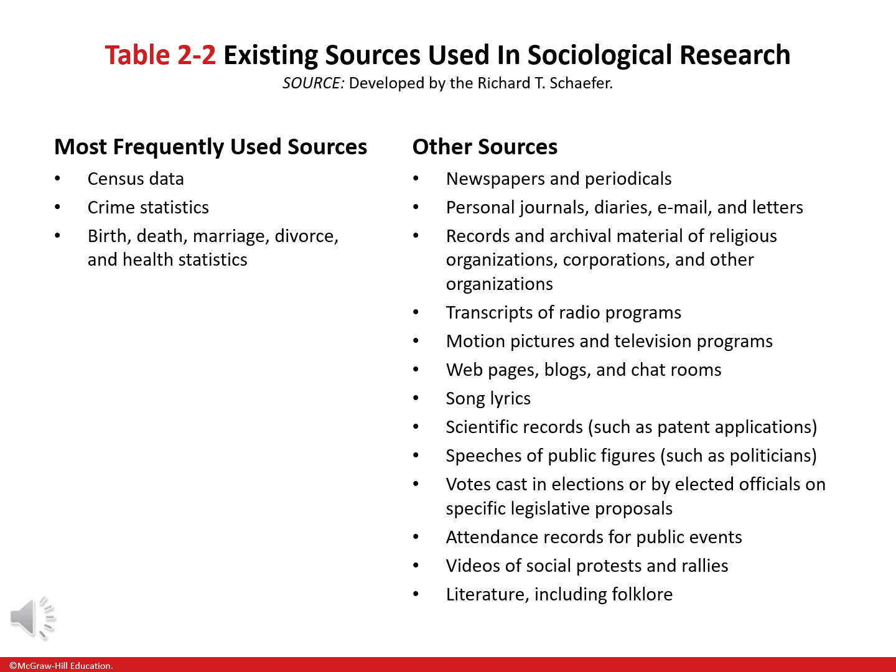So this table talks about existing sources. They have frequently used sources. Some I've already mentioned, like the census, but they have marriage and divorce certificates, crime stats. And then other sources would be journals, diaries, articles, song lyrics, votes for elections, speeches that are public, literature, folklore, videos. There are a lot of things that you can look at for research.